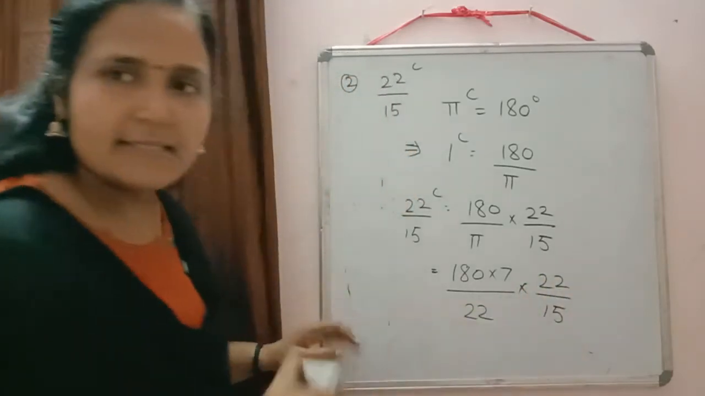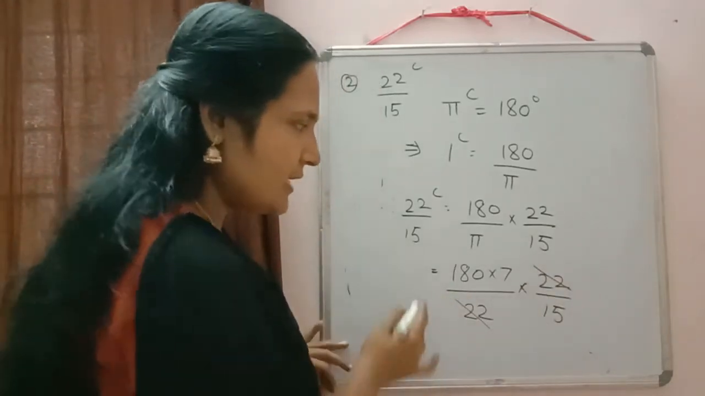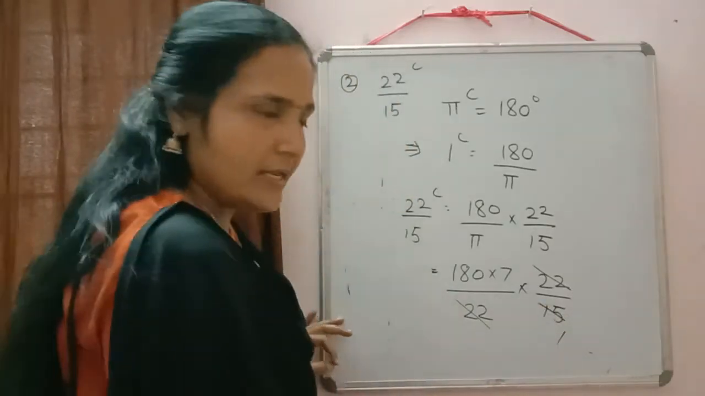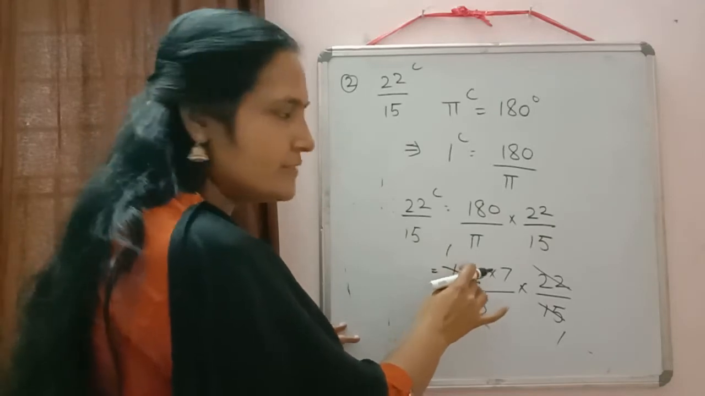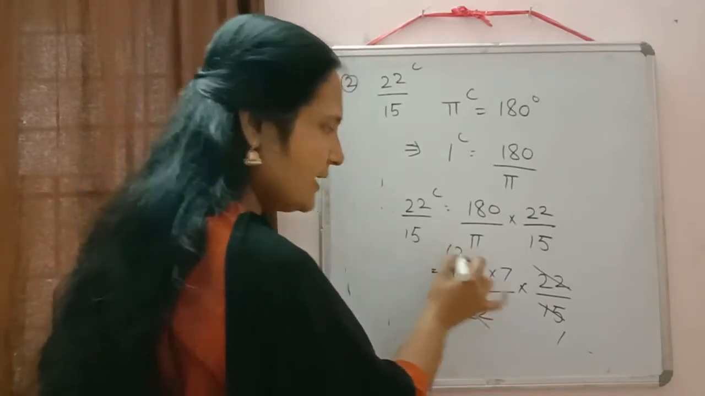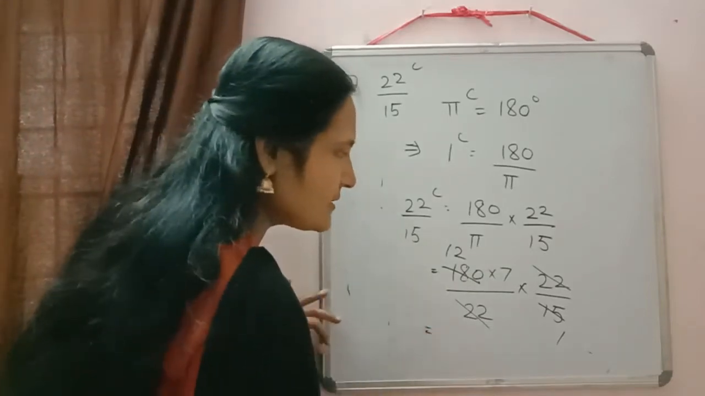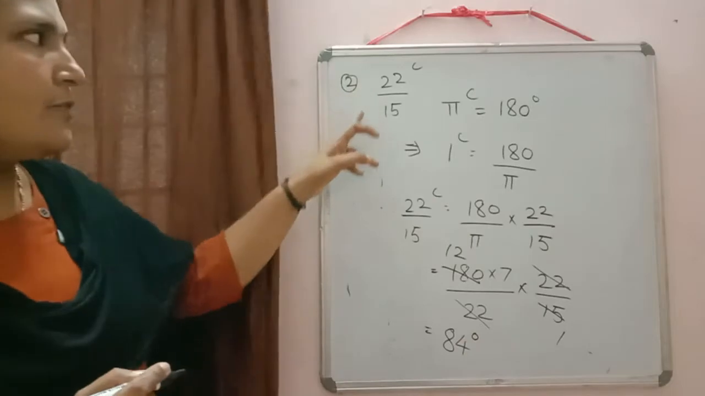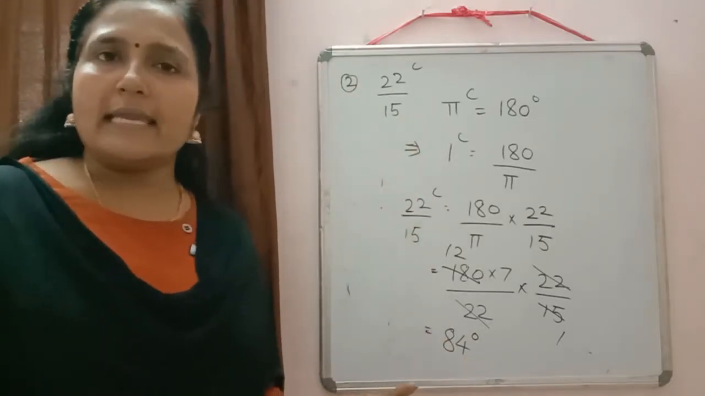If anything can be cancelled, you can cancel it. These two will get cancelled. 15 and 180 also we can cancel. 15 ones are 15, 15 twos are 30, then 18 minus 15 is 3. So 12 into 7, how much? 12 sevens are 84. So 22 by 15 radian is equal to 84 degree.